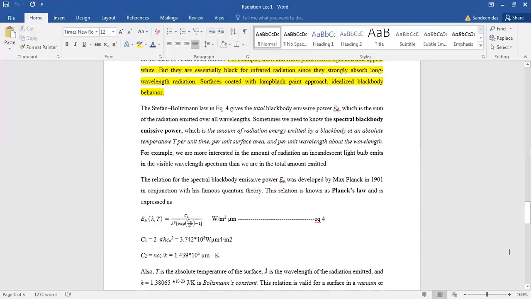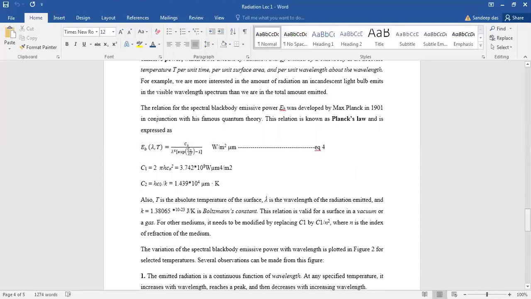Equation 4 needs to be changed if this emission is taking place through a medium instead of in vacuum. Then the constant C1 will have to be replaced by C1 by n square, because the term C naught involved in C1 has a power of 2. So C naught will be replaced by C naught by n, and hence C1 will be replaced by C1 by n square.